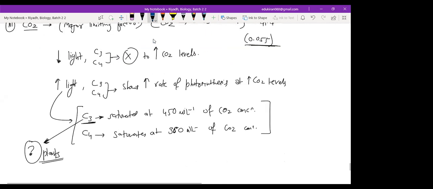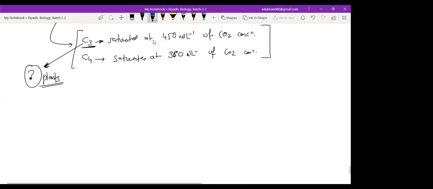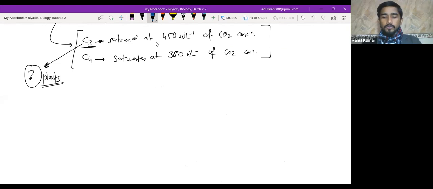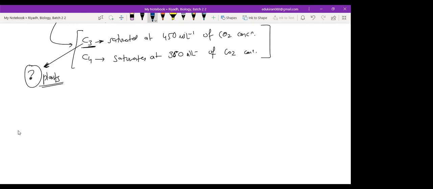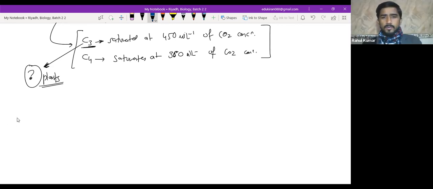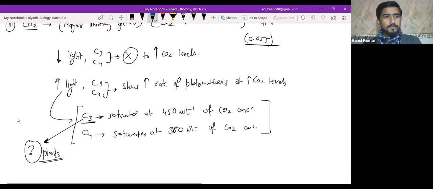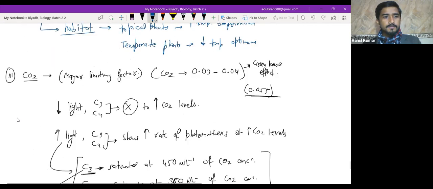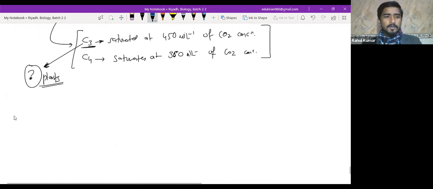Okay. So we talked about CO2, we talked about temperature, we talked about light. What other factors could affect photosynthesis? Is there any other factor you can think of? Water. Okay, tell me, how can water affect photosynthesis, Mariam? Which is this third, fourth factor? Yes, let's take water. How do you think water can affect photosynthesis, Mariam?